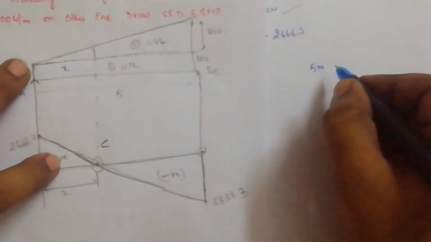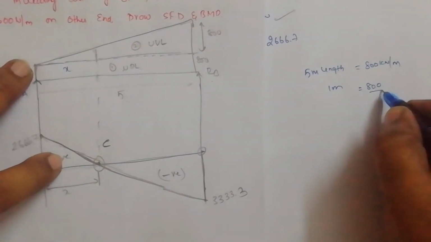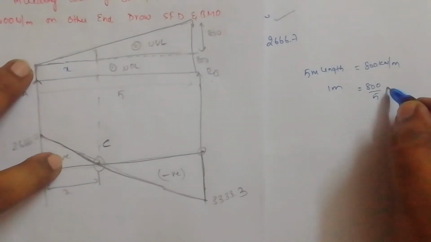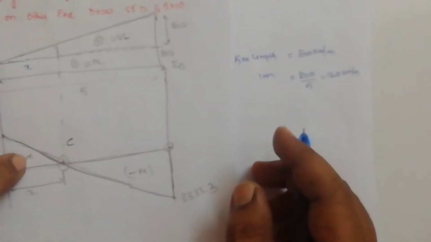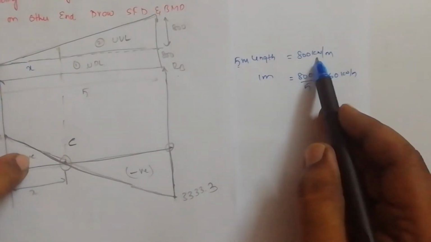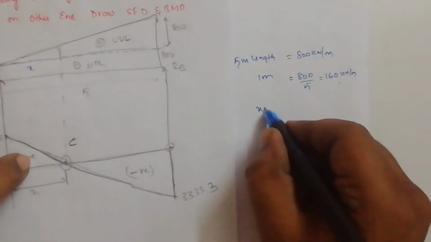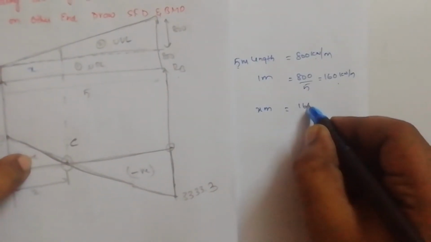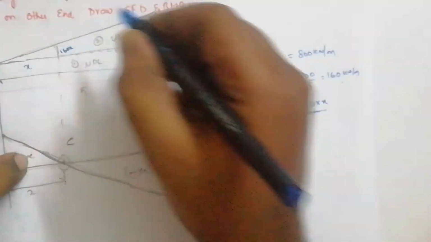For 5 meter length, the load is 800 kilonewton. So per meter, what will be the value? 800 divided by 5, that is 160 kilonewton per meter. So for 5 meters it is 800, means for 1 meter it is 160. Now for x meters, what will be the value? 160 into x. So the height of this is 160x, correct?